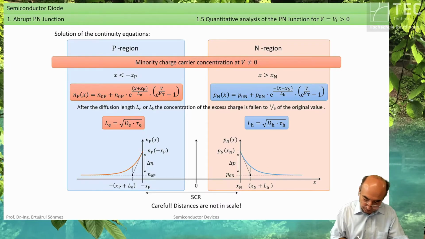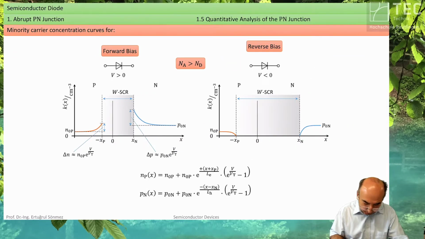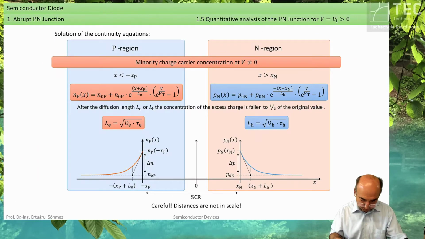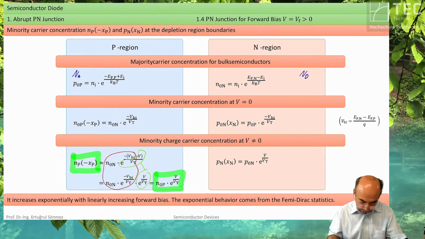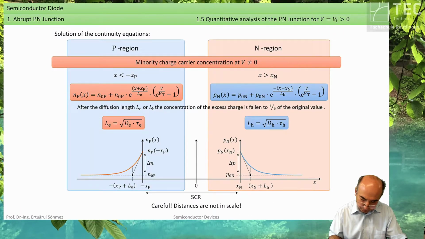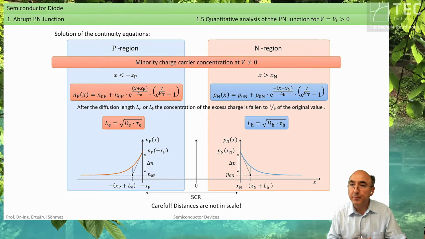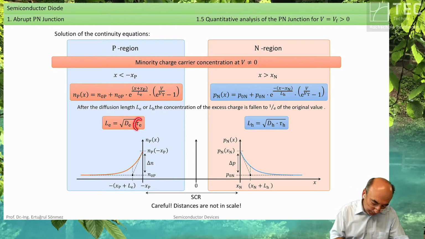Or tau E. Tau H and tau E are, one second, do I have it here in a written manner? No, I have forgotten it. No, I haven't forgotten it. It's the lifetime, minority carrier lifetime. So the lifetime and the diffusion constant give us the diffusion length.